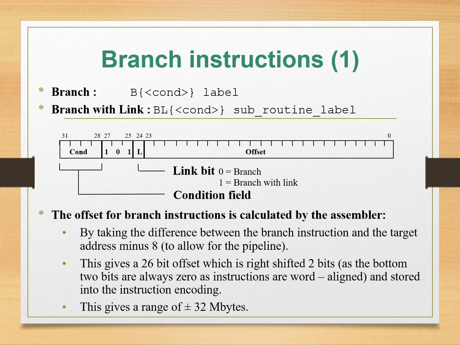Okay. The offset for the branch instruction is calculated by the assembler. Once you write the instruction, for example the label here, this offset will be calculated by the assembler. And you have to be within this offset value in order to have a valid instruction without any error. So it takes the difference between the branch instruction and the target address, minus 8 required to allow for the pipeline. The pipeline process requires 8, as we discussed before.